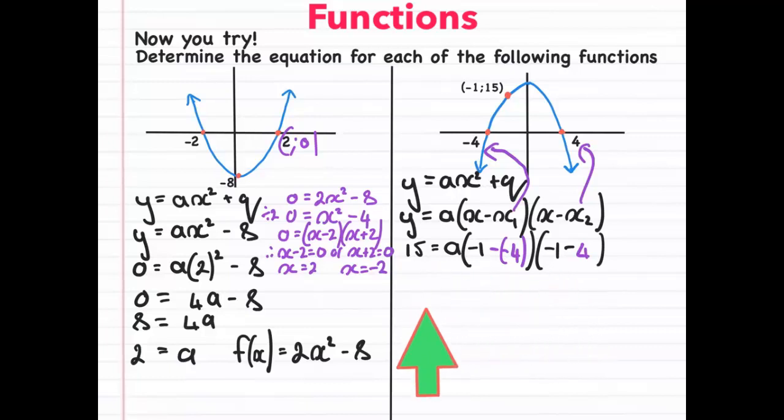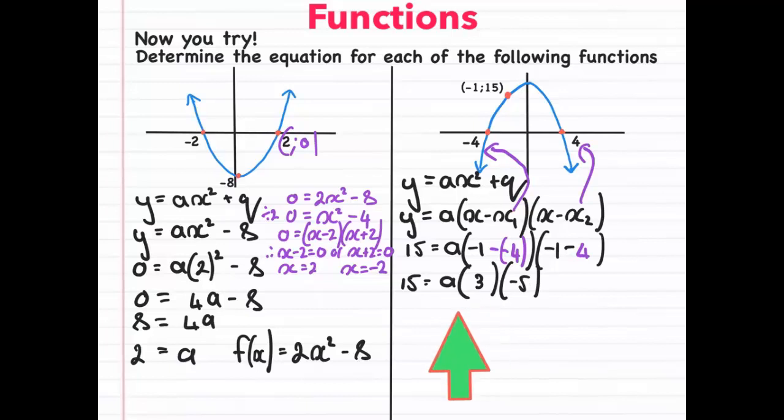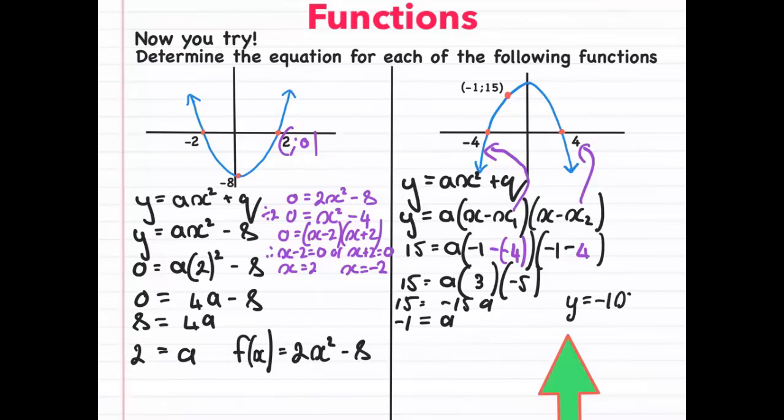We just simplify. So this will be 15 equals a, and in this bracket minus 1 plus 4 gives me 3, and in this bracket we have minus 1 minus 4, which will be minus 5. Then we have 15 equals minus 15a, and 15 divided by minus 15 is minus 1 equals a. So now I have my a, which is minus 1. Now let's put that into our function. So y equals minus 1x squared plus q. And now we still need to find q.